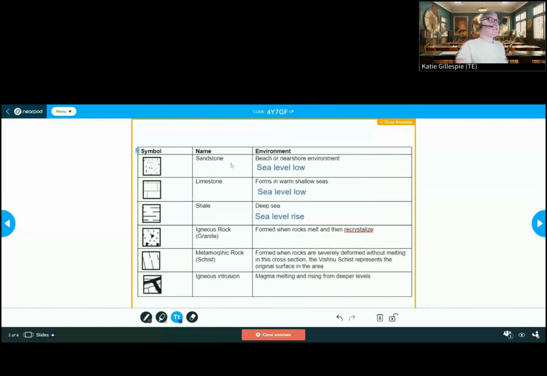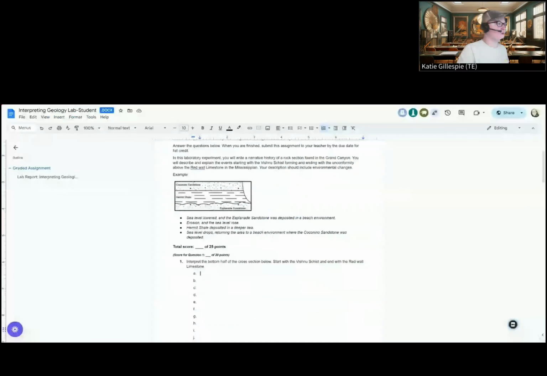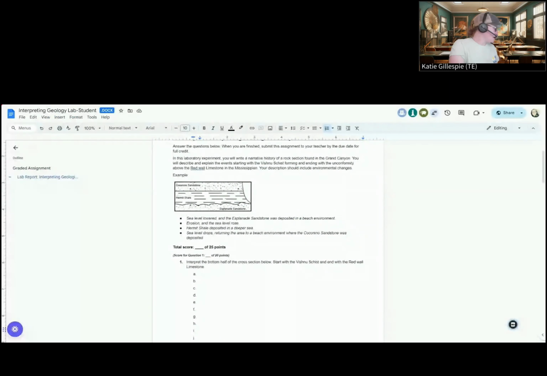All right, so sandstone. Yeah, that one. Sorry, my bad. Sandstone, we're looking at these symbols. Sea level has to lower. That's near shore. Limestone forms in shallow seas. Sea level would have to lower. Shell forms in deep seas. Sea level would have to rise. And if you got that, you got the first part over here anyway. Okay. All right, so be ready to participate in the chat. Here we go. Working on the example.